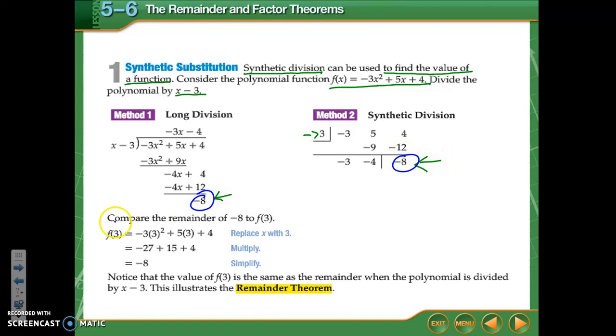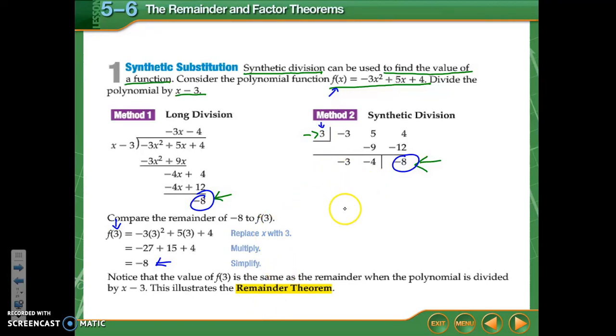Let's compare to what happens when I evaluate this function at 3. So notice here, I was using the 3 for division. I'm going to say what happens when I plug 3 into my original function f of x. Well, that's negative 3 times 3 squared plus 5 times 3 plus 4. That's negative 27 plus 15 plus 4, which is negative 8. Notice that f of 3 equals negative 8, which is the same as the remainder when I divide by x minus 3. That is an illustration of what we call the remainder theorem.